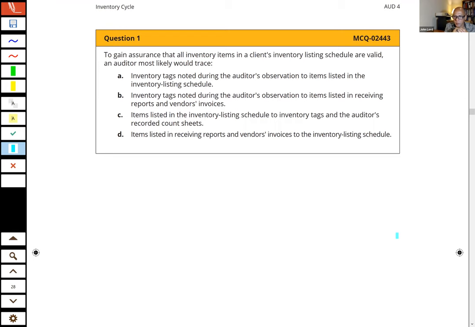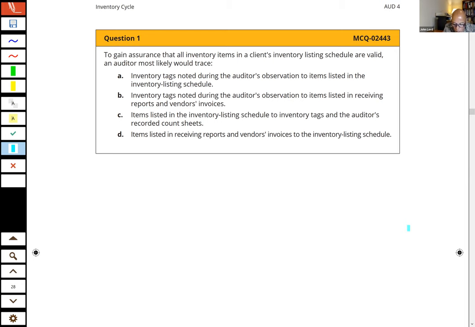What assertion, guys? I'll put the poll up in a second. Let's do this one together. To gain assurance that all inventory items in a client's inventory listing are valid, what assertion? All things listed are valid. What's existence? Good, excellent. Okay, good, we're sharpening that. It's existence, isn't it? Right?